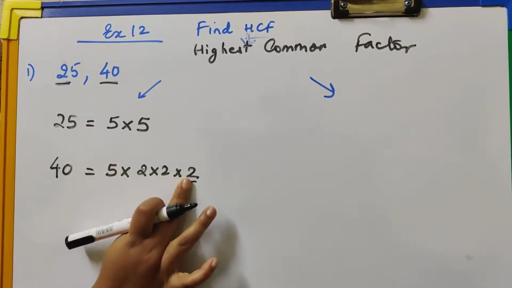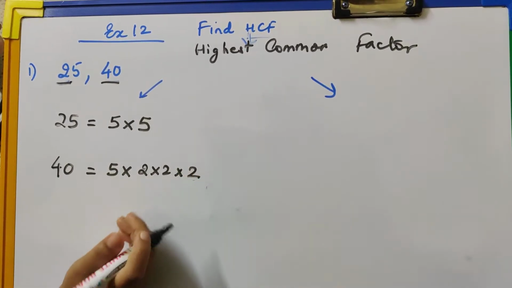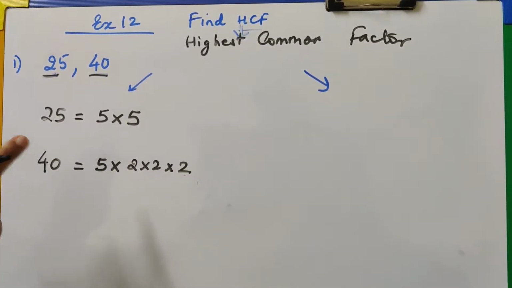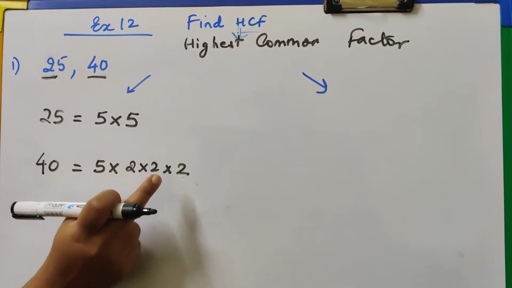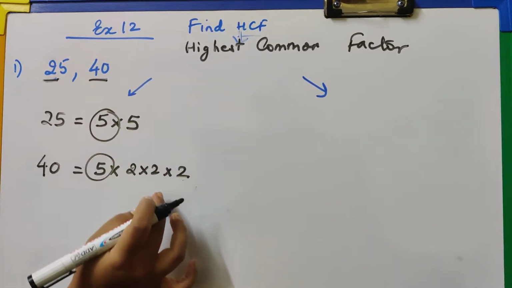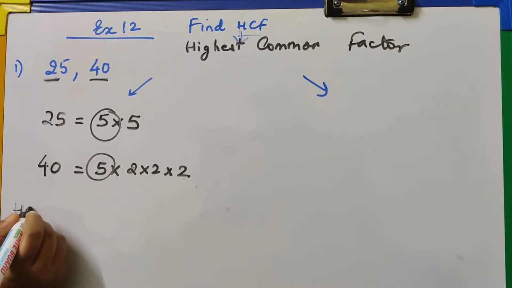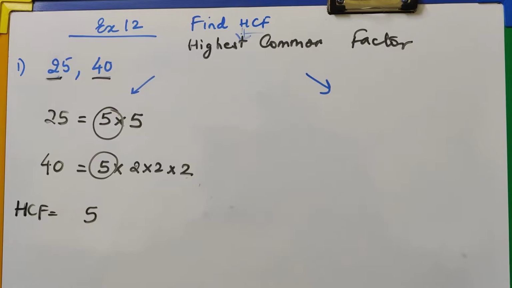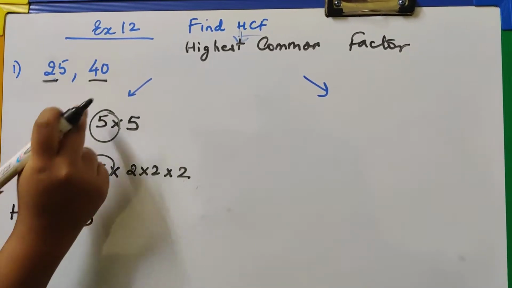So instead of making many steps, I have asked myself, 8, how do I write? 4 2s are. Again, how do I write 4? 2 into 2. So there are three 2s that multiply themselves to give me 8. Now circle the common factors. Anything else that is common? Nothing. So the HCF is 5. Is that clear? So this is how you find the HCF by the horizontal method.